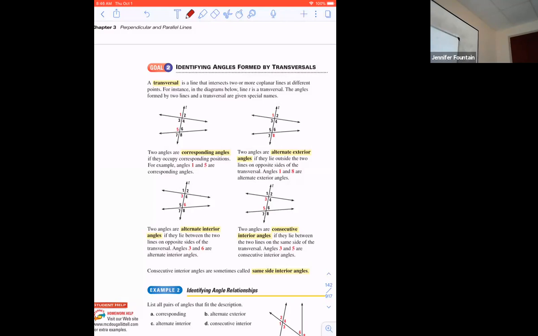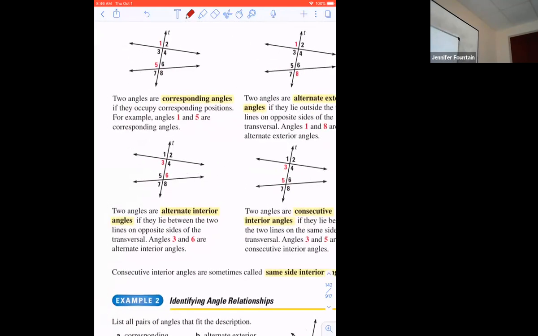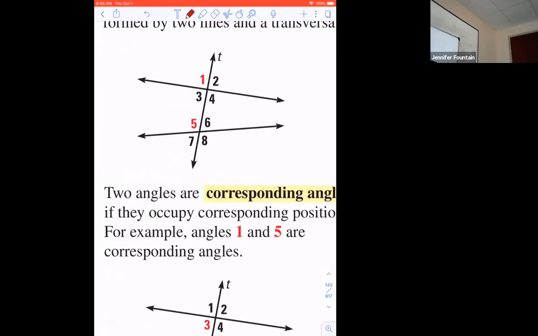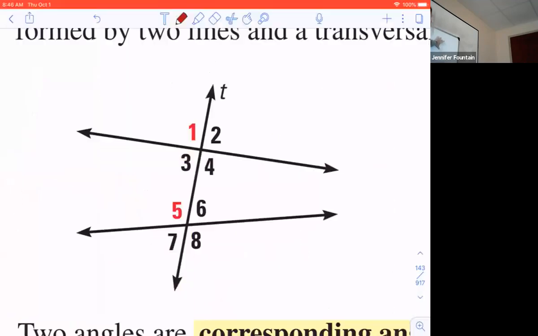So we learned about corresponding angles. Corresponding angles have to do with angles that are on the same side of the transversal, but in the position where it's above the other two lines, okay? So our corresponding angles are going to be on the same side of the transversal, but in the same given location, okay?